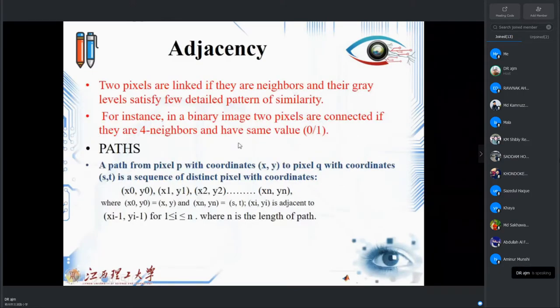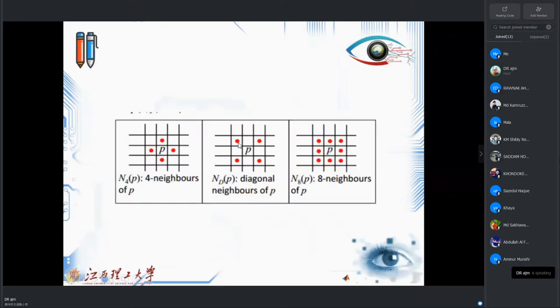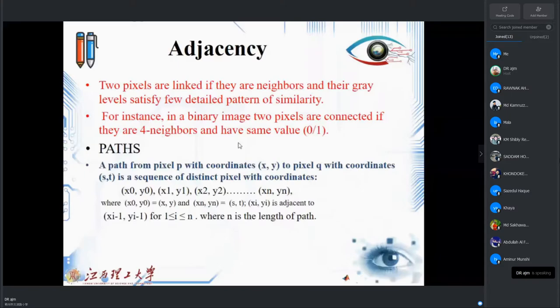This concept of PPI and neighbors of a pixel, I can say, is the foundation for working with the image, because so many things will come to the picture after knowing these neighbors. One word is adjacency, which means two pixels are linked if they are neighbors and the gray levels satisfy some pattern of similarity. This is the meaning of adjacency. And then, for instance, in a binary image, we have two pixels which are connected.